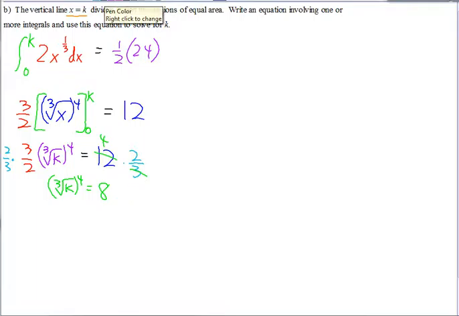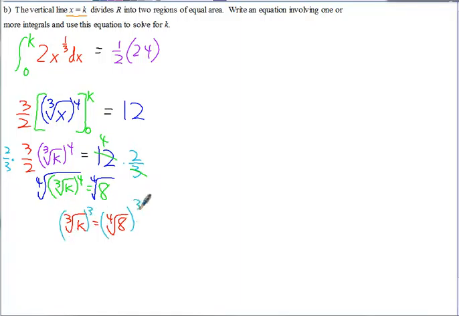And then take the fourth root of both sides. Get rid of that exponent of 4. Give us the cube root of k equals the fourth root of 8, which doesn't simplify really. And then to get rid of the cube root, you would cube both sides. So k would equal, nothing really we can do to simplify this, the fourth root of 8 cubed. Or you could say 8 to the 3/4 power, that's the same thing. So that's where we divide the region into two regions of equal area.